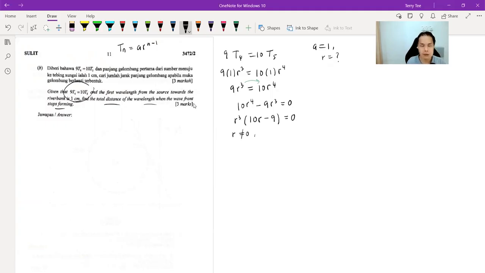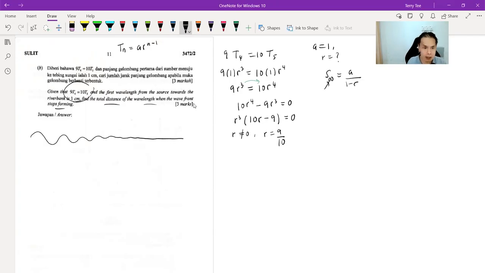Imagine your first term A is 1. If your R is 0, what happens to your second term? Your second term will be 0, your third term will be 0, and so on. We know the common ratio can't be 0. Therefore, your R in this case has to be 9/10. So it's getting smaller and smaller until at one point it just disappears.